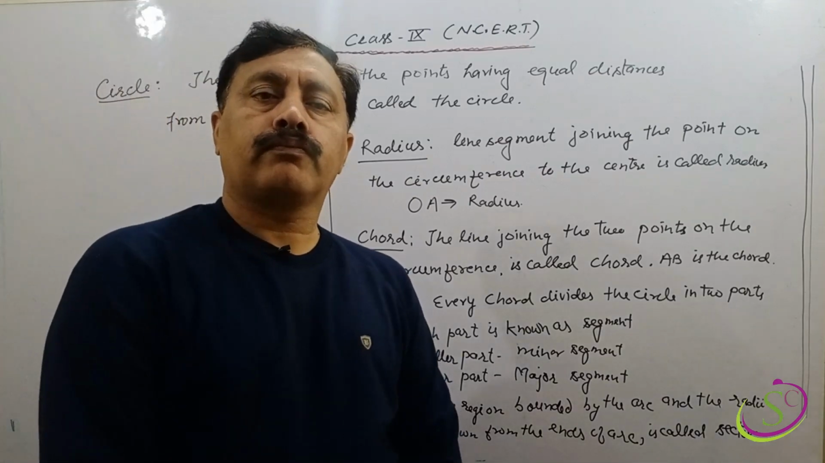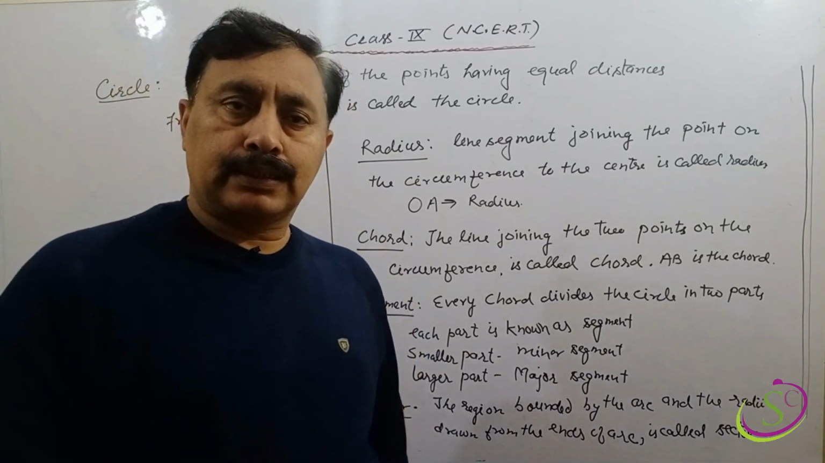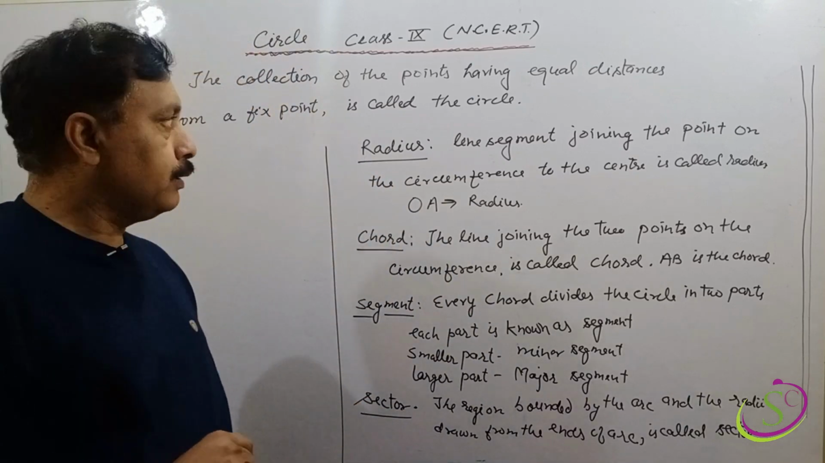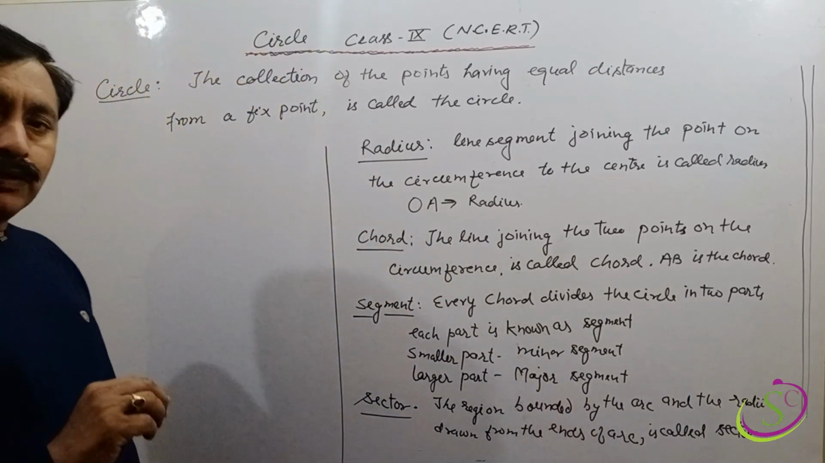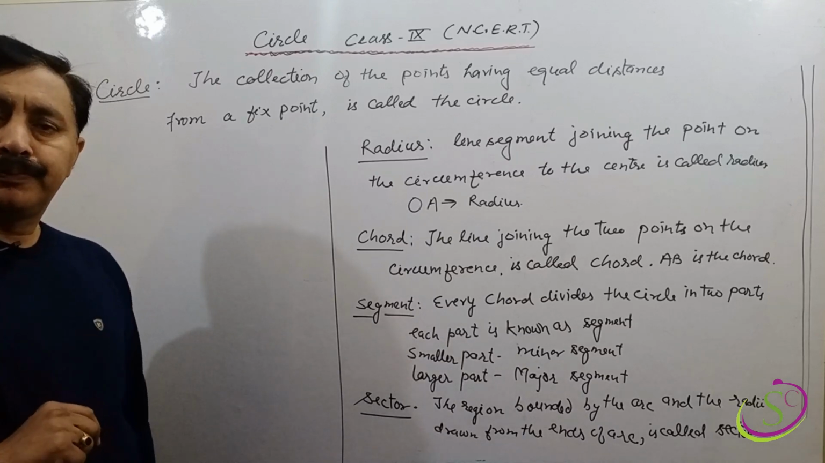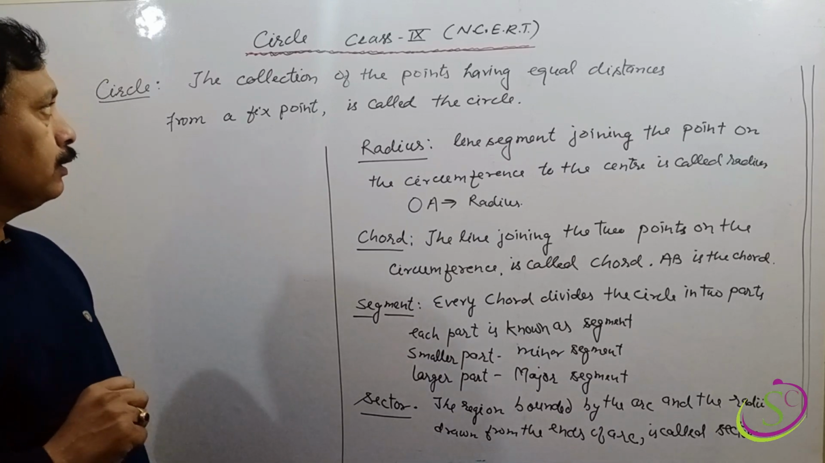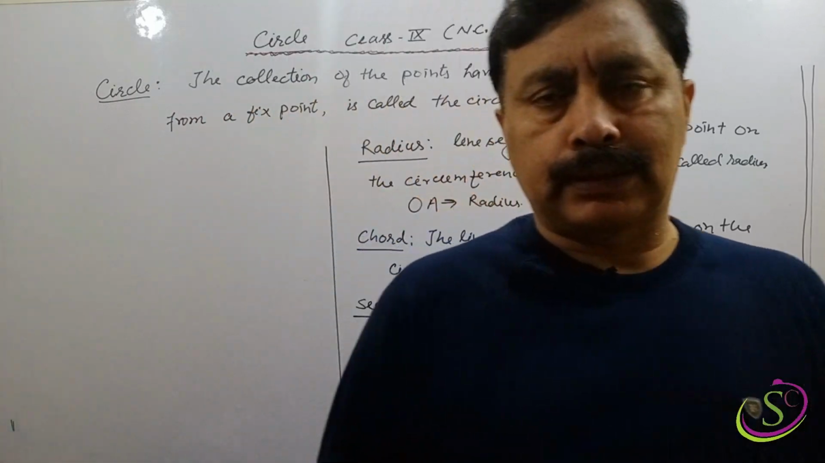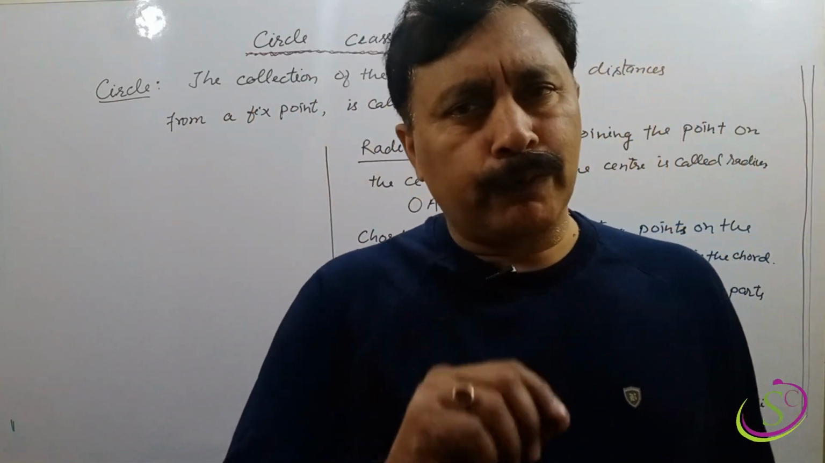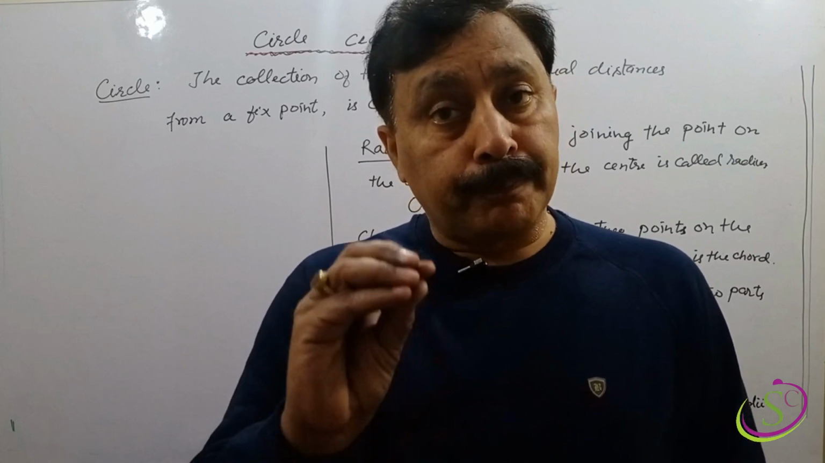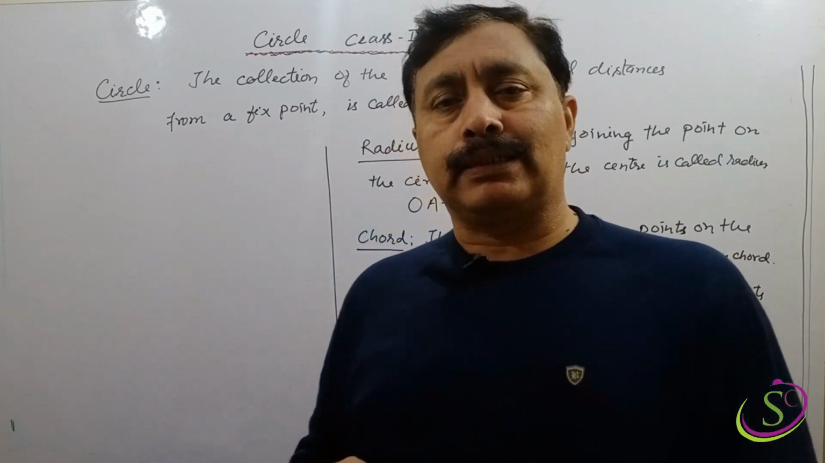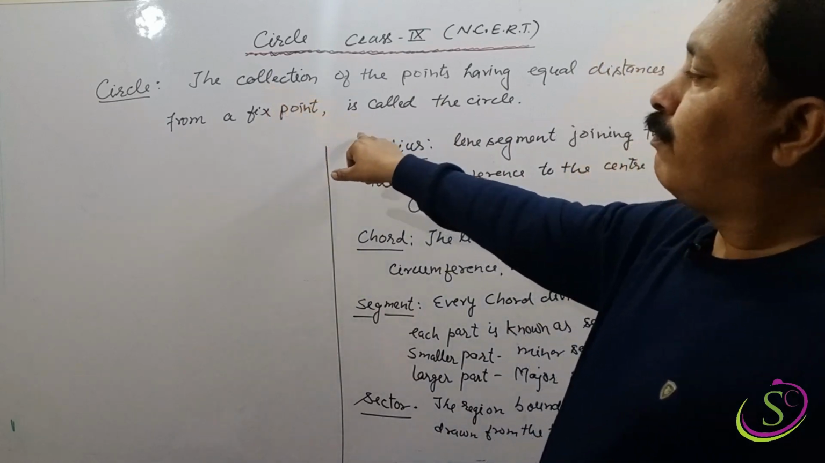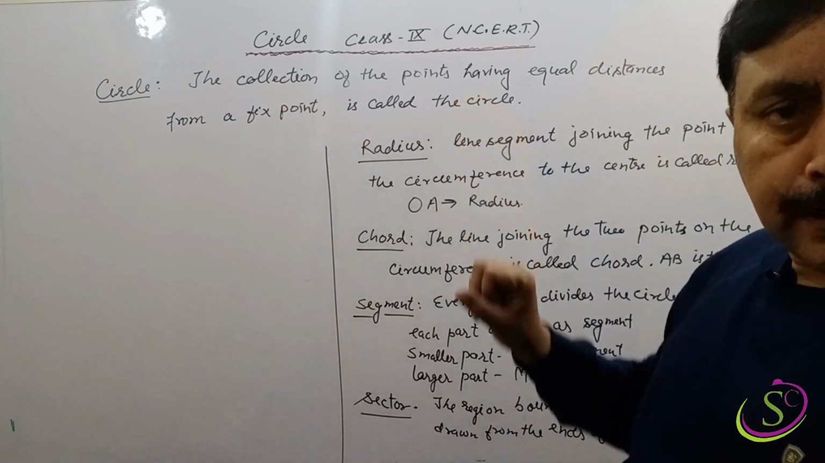Hello. Today we shall discuss in this video circle from class 9th. First we have to know what is circle. So dear, circle is the collection of the points. Which type of points? The points having equal distances from a fixed point is called the circle.